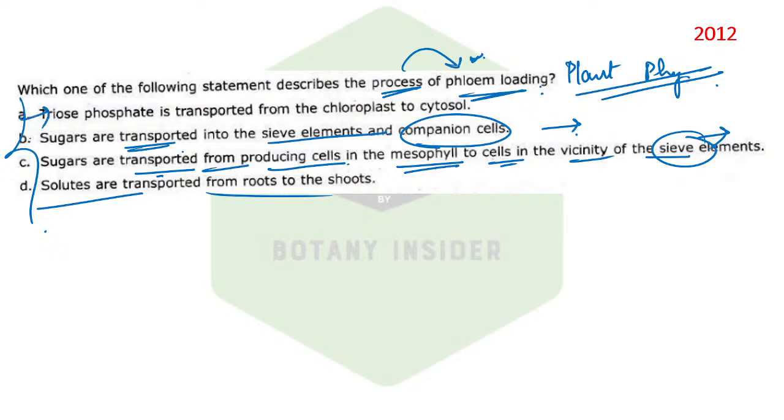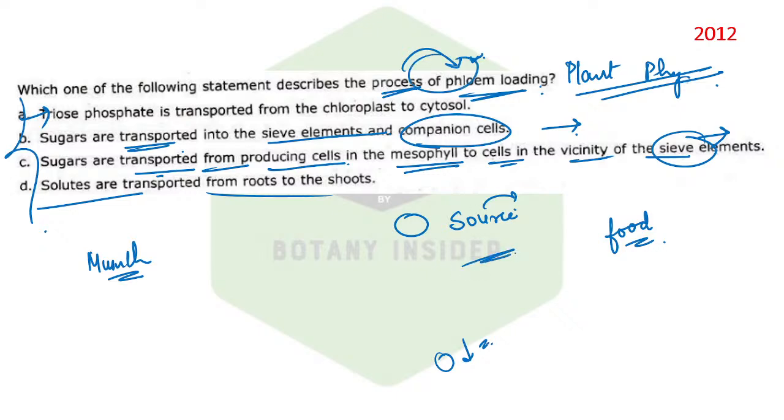Triose phosphate transported from your chloroplast to cytosol, sugars transported into the sieve elements and companion cells. We have learnt about the phloem loading and unloading concept in transportation, where with the help of the Munch hypothesis you explain the process of loading and unloading. In the source area, phloem loading occurs, that is the area where photosynthesis is performed and food is synthesized, and in the sink area the food is utilized. So loading occurs in the source area.